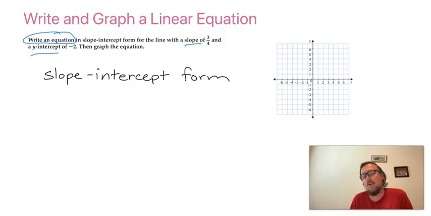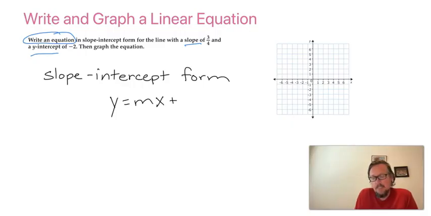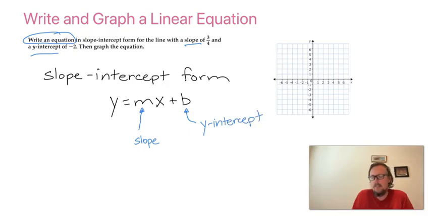Slope-intercept form you may already be familiar with. It looks like this. It's y equals mx plus b. And all we do is we replace the m and the b with the slope and the y-intercept. M you're already familiar with. We've talked about m before. M is the slope. And b you're probably familiar with as well. B is where we put the y-coordinate of the y-intercept. Remember, the x-coordinate is always 0, so we just put the y-coordinate of the y-intercept here.